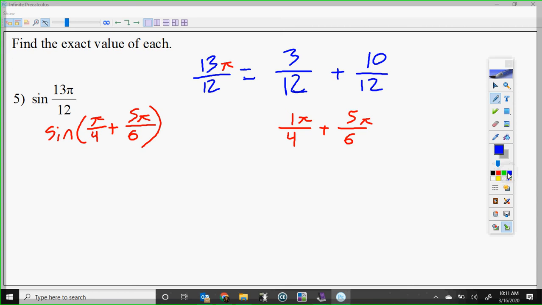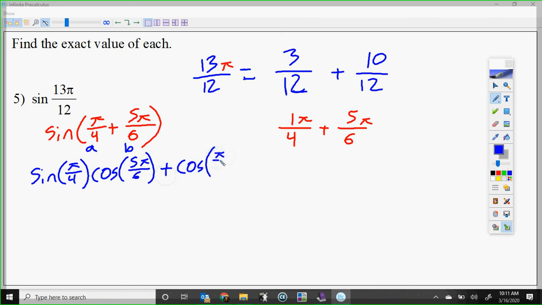Let's add them together. Our sine function says sine of A plus B is sine of A cosine B plus cosine A sine B.